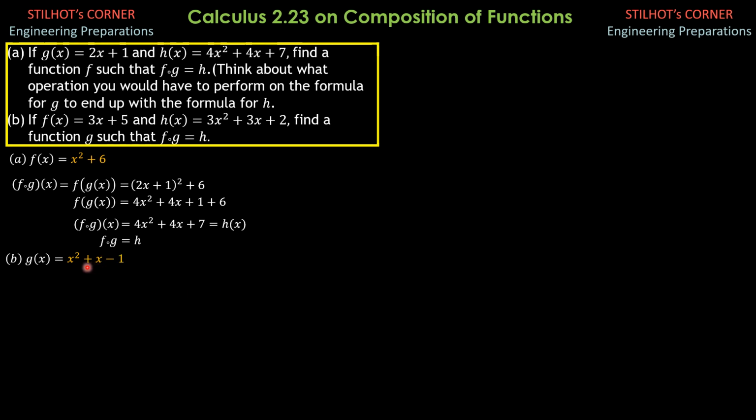To show that this is really g of x, substitute this value into f. So f of g of x is equal to 3 times quantity x squared plus x minus 1, plus 5. Simplifying, that would be 3x squared plus 3x minus 3 plus 5, and that would be 3x squared plus 3x plus 2. And that is h of x. Therefore, f of g is equal to h.